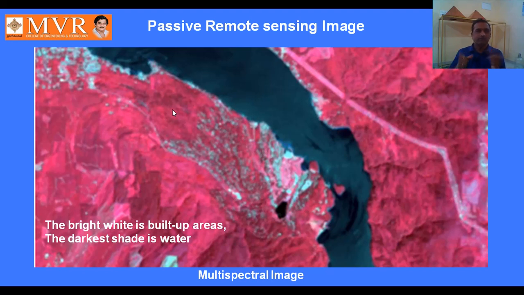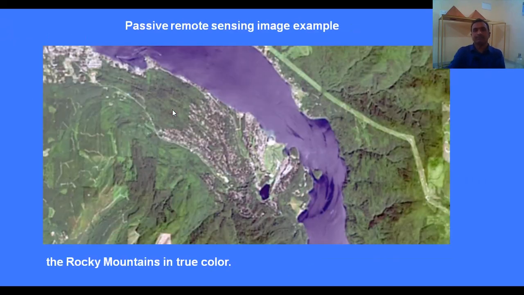Difference between passive and active. Are you able to understand? I think this is the passive remote sensing image, and that is the active remote sensing image. In active remote sensing we will get only bright and dark pixels, but passive remote sensing appears like this. See, this is the true image.